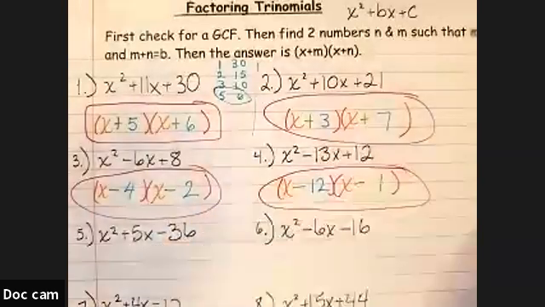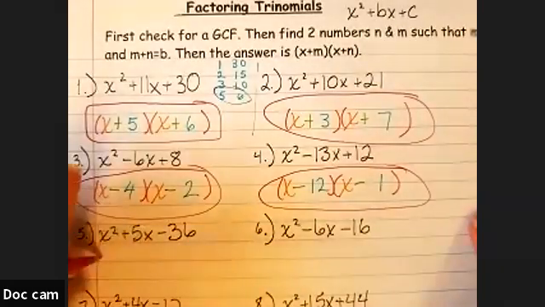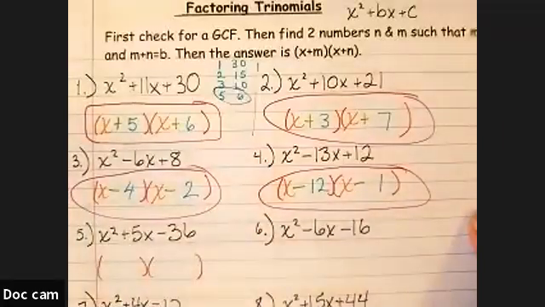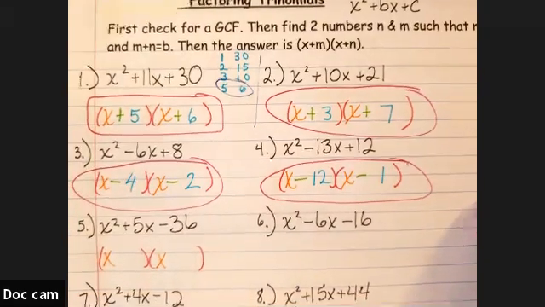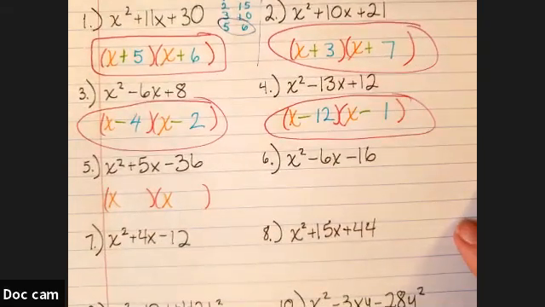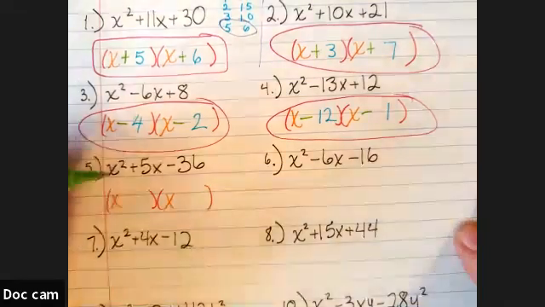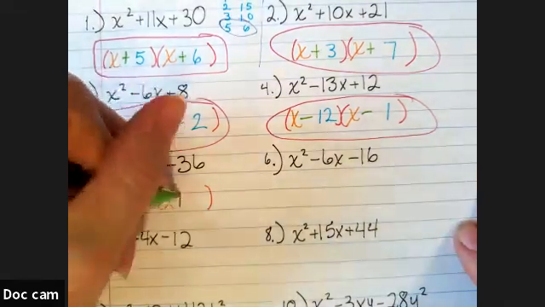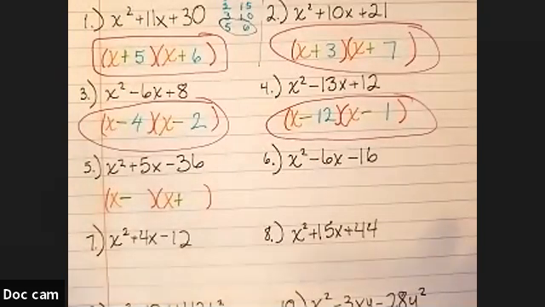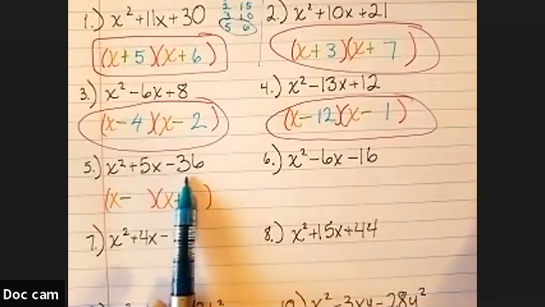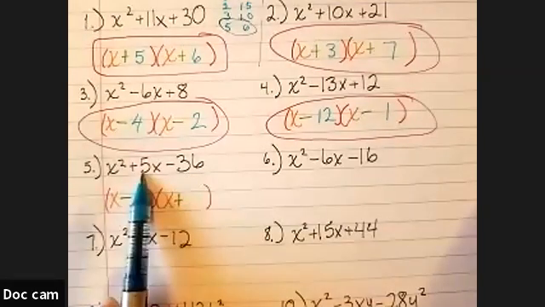All right. Number 5, do my 2 sets of parentheses, do my 2 x's, and this time we're looking for 2 numbers that multiply to a negative. So that means it has to be opposite signs, 1 positive, 1 negative. Since they have opposite signs, that's a little bit different, because we're looking for 2 numbers that multiply to 36 and have a difference of 5.